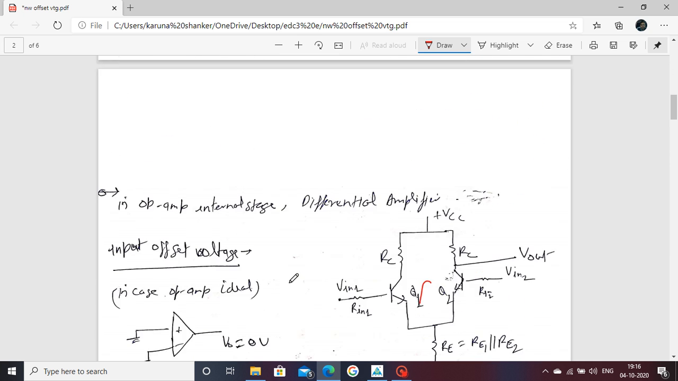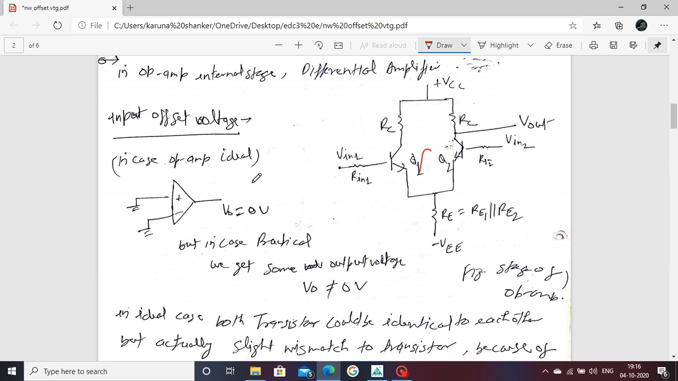Next, this is also shown in an internal diagram, which is the differential amplifier in the op-amp's initial circuit. In this differential amplifier, the transistors are Q1 and Q2, and we apply the input V1.